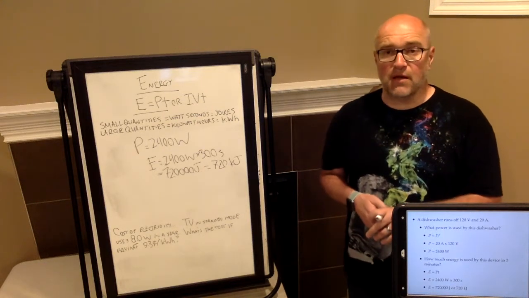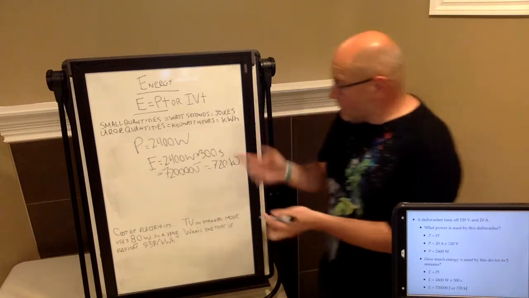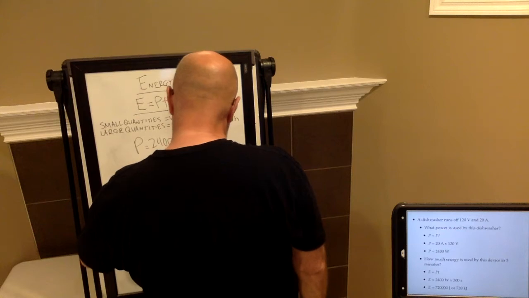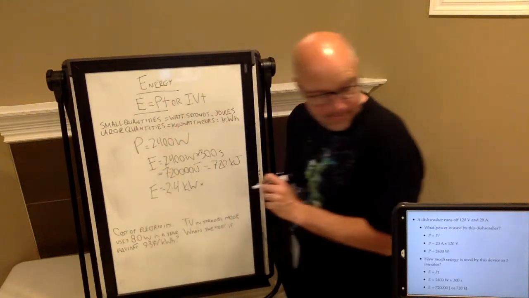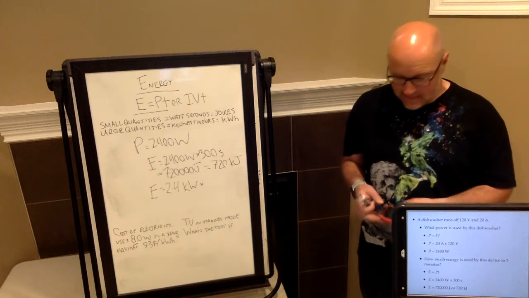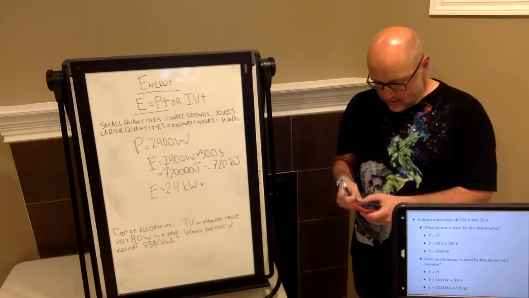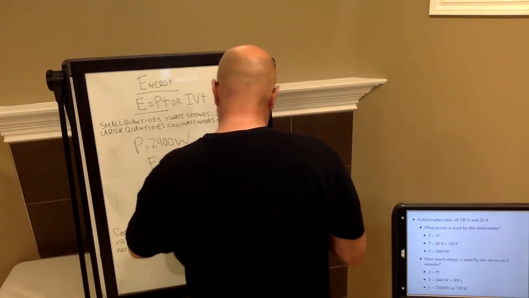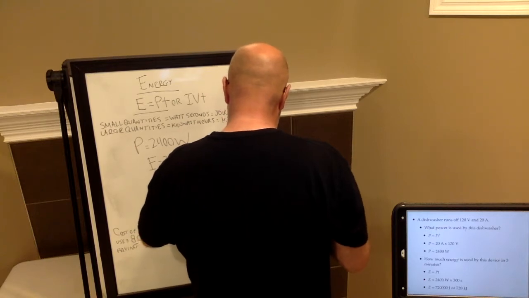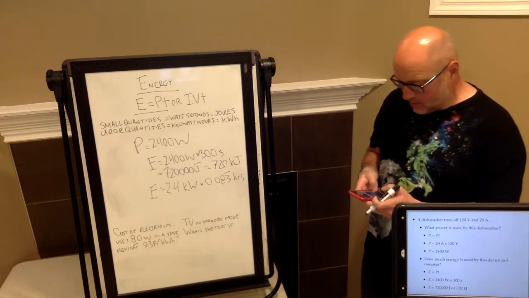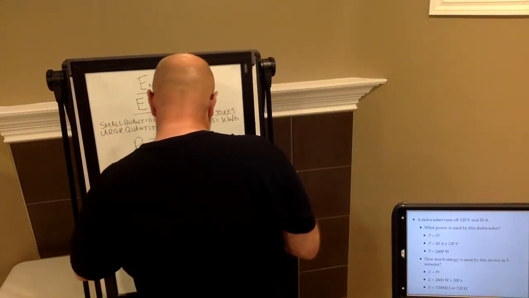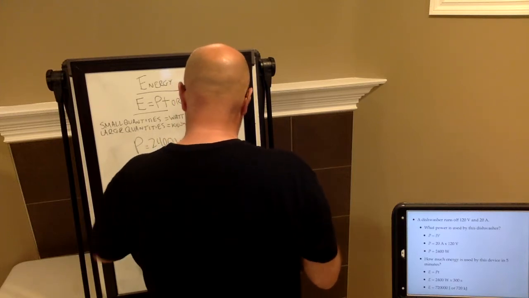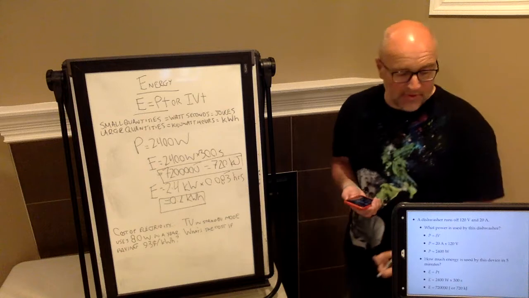However, I could have also calculated that in kilowatt hours had I wanted to. 2,400 watts would convert down to 2.4 kilowatts. And my 5 minutes, I would have to divide by 60. So 5 divided by 60 gives me 0.0833 repeating, and that's hours. If I multiply those two numbers together, I get 0.2 kilowatt hours. So technically, both of those answers are correct.